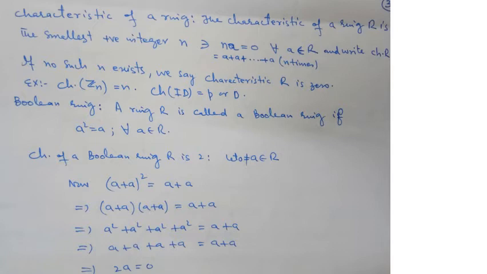For example, the characteristic of Z_n, for example Z_4, with elements 0, 1, 2, 3. The characteristic of Z_4 is 4. And one more fact: the characteristic of an integral domain is either a prime number or 0, where p is a prime number.